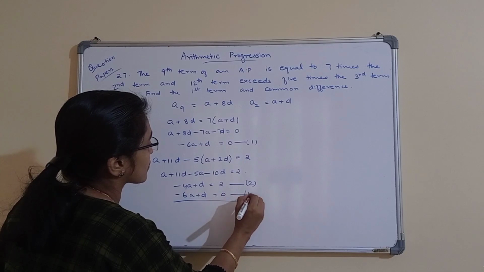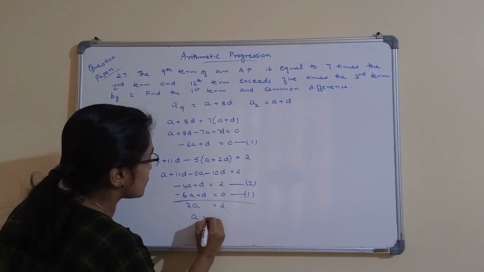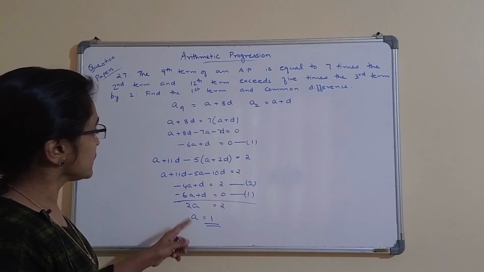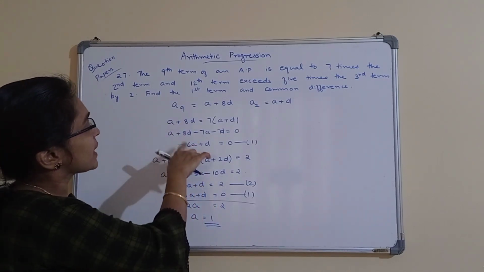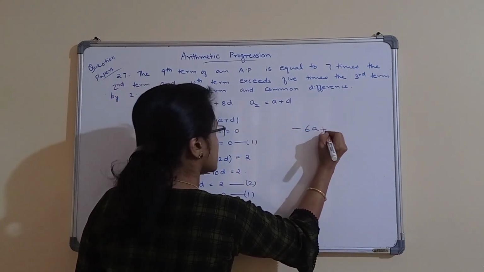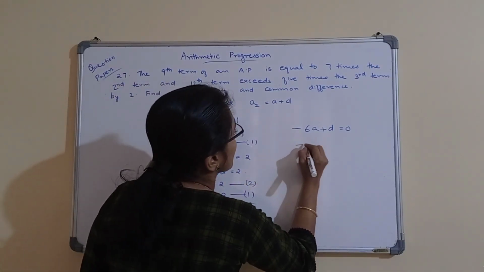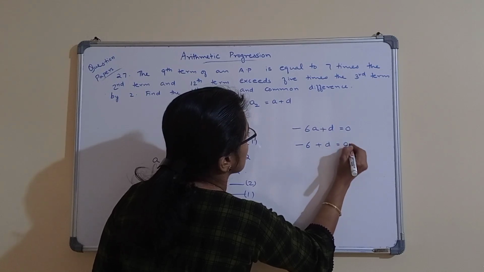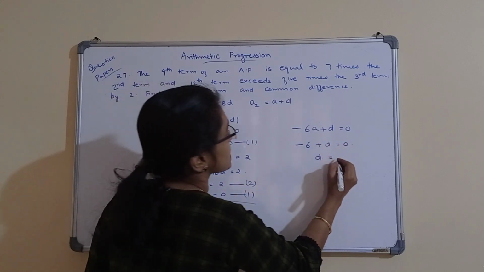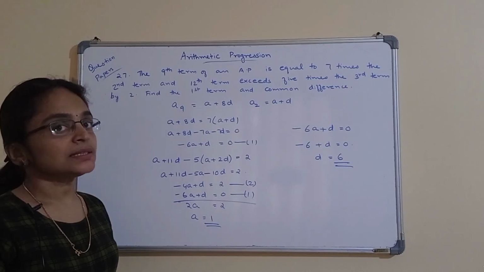we'll get 2a equal to 2, which means a equal to 1. So we have found the first term, which is 1. Now we have to find the common difference. We can substitute in any equation. So we have minus 6a plus d equal to 0. Substituting 1 for a, we will have minus 6 plus d equal to 0, which means d equal to 6, bringing minus 6 to the right hand side. So the first term here is 1 and the common difference is 6.